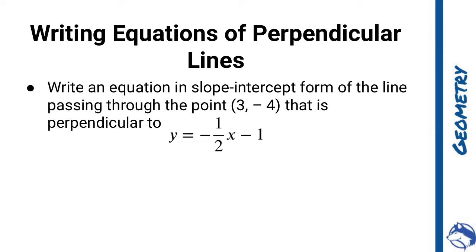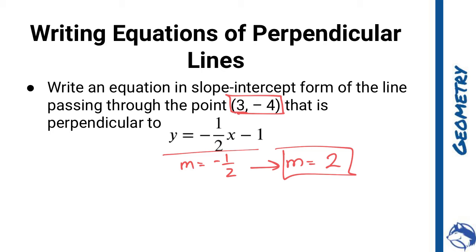Here's an example of writing equations of perpendicular lines. So I need to write an equation in slope-intercept form that goes through this point and is perpendicular to this line. So if my slope is equal to negative 1/2 in this one, that means that the slope of my perpendicular would be the opposite reciprocal, which is 2/1 or just 2, and we make it positive.